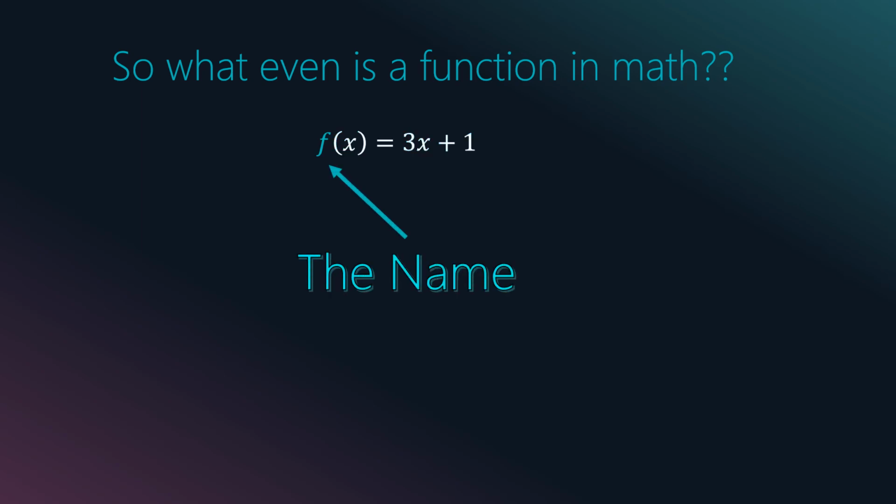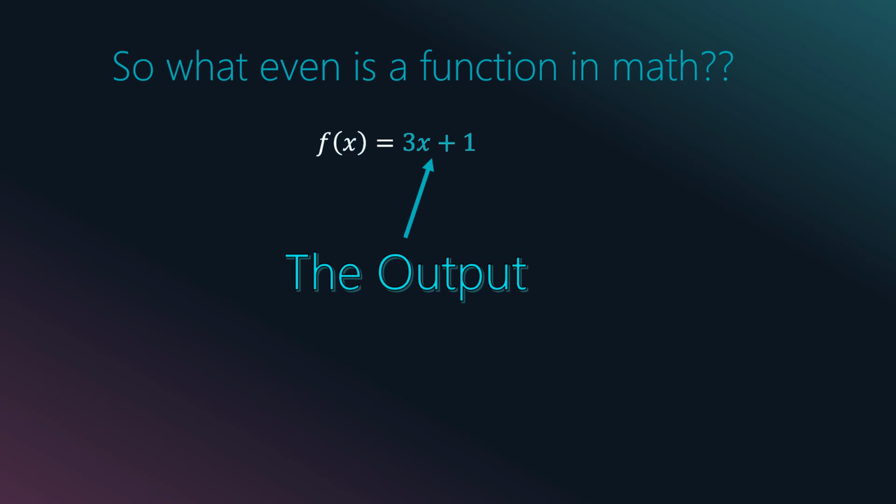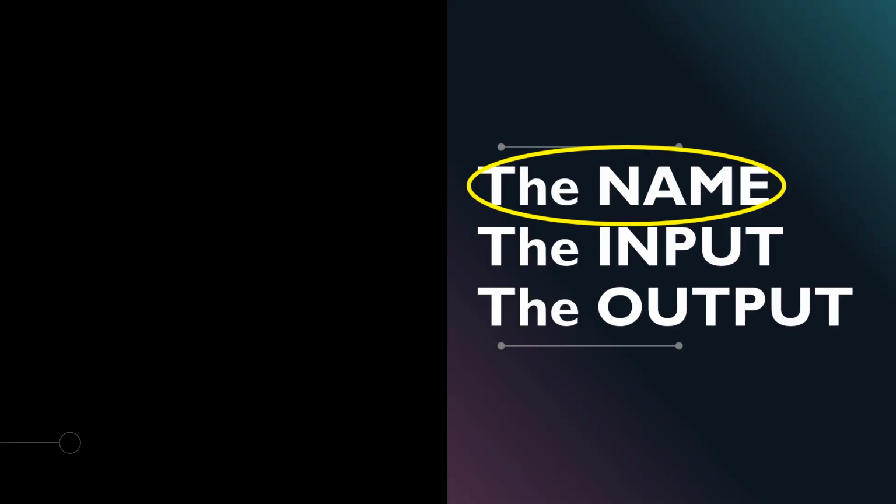We know that we have a name. The name of this function is the letter f. We know we're going to have an input. Whatever shows up inside those parentheses is what we call our input. It's what we're going to plug in. And then you have the output. The output is whatever shows up after the parentheses. So a function is made up of three parts. It's made up of a name.